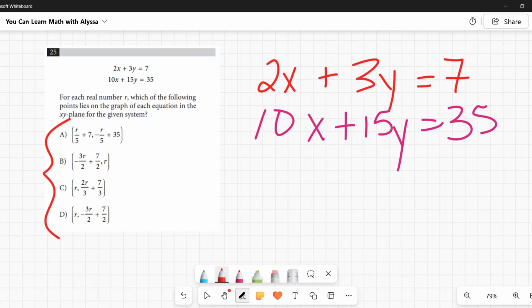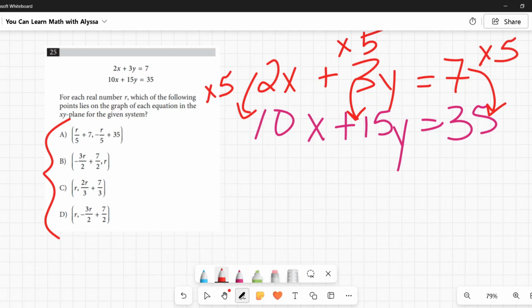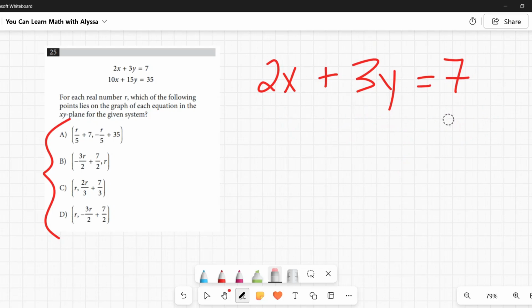So first, 2x to 10x. How would you get from 2x to 10x? You would multiply by 5. How would you get from 3y to 15y? You'd multiply by 5. And how would you get from 7 to 35? All together now, you multiply by 5. This is the same line written 2 times. If you put this into Desmos, you would also be able to see that. That's another way you could reach that conclusion. But yes, they are the same line.